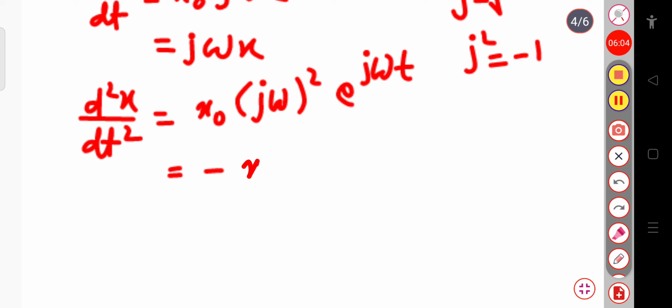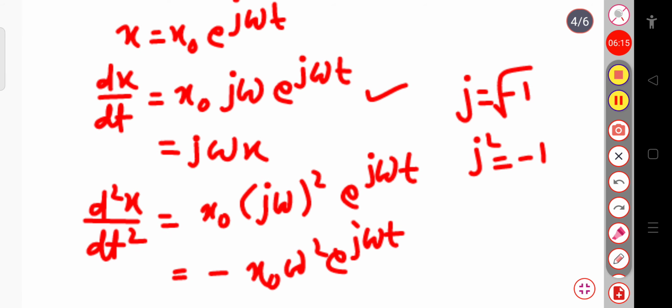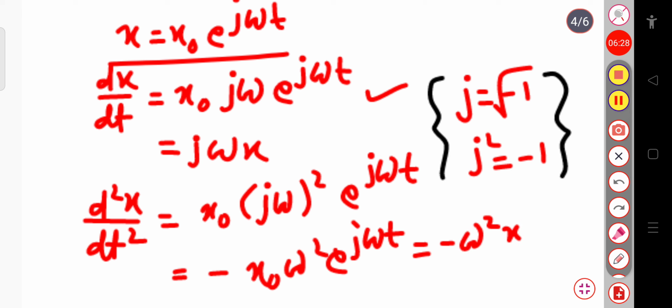So now if I substitute this value here, this will be equal to minus x naught omega square exponential j omega t. Now again if you compare this x equal to x naught exponential j omega t, if I substitute this value here, then this will be equal to minus omega square into x. Okay. Now if I substitute this value, this is your equation 2, or suppose equation 3.